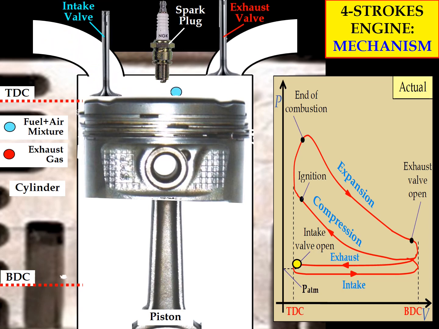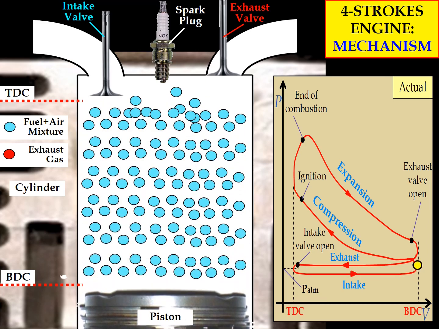Okay, so when the intake valve opens, we allow the fresh fuel plus air mixture to enter the combustion chamber. In order to suck in as much of the fuel plus air mixture as possible, the piston must move downward to BDC for the intake process. We call this process the intake process, and the pressure during this time is slightly lower than atmospheric pressure.